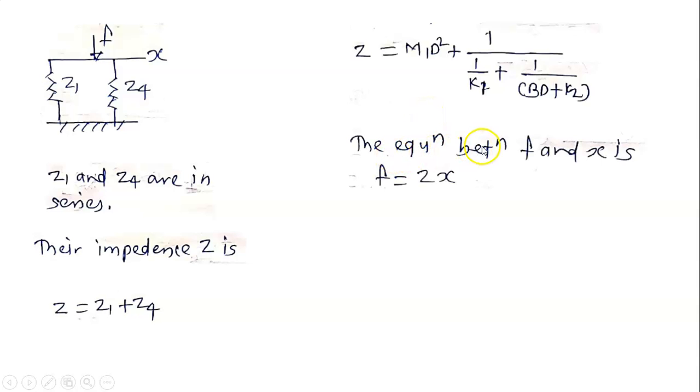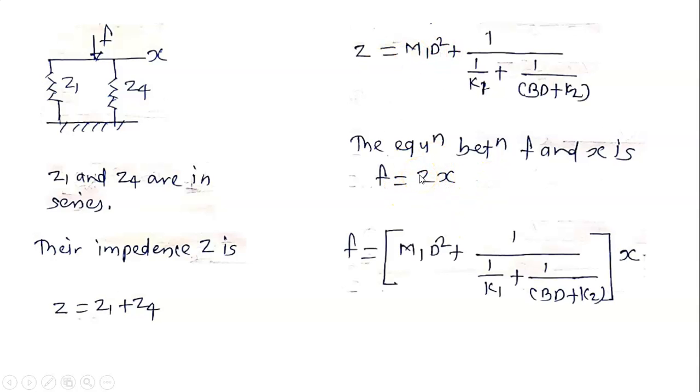Therefore, the equation between F and X is F is equal to ZX. Substituting the value of Z in this equation, F is equal to M1 D square plus 1 divided by 1 upon K1 plus 1 upon BD plus K2, into X.